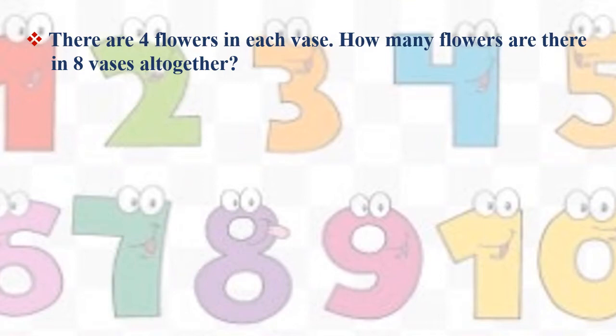Now children, there are 4 flowers in each vase. How many flowers are there in 8 vases altogether? Now here, how many flowers in each vase? In one vase, 4 flowers. So what is the question? How many flowers are there in 8 vases altogether? So how to find that? You have to do multiplication. 4 you have to multiply by 8. Then the answer is 32.